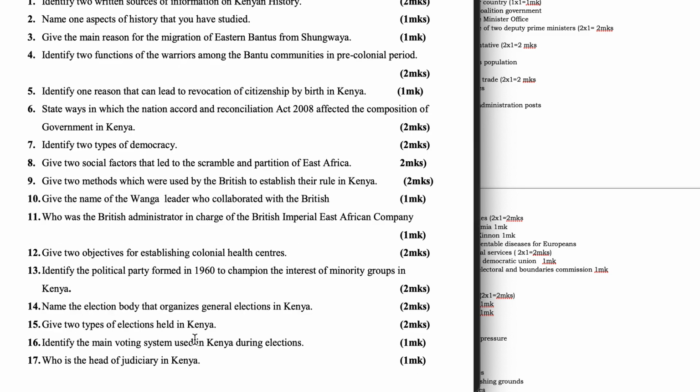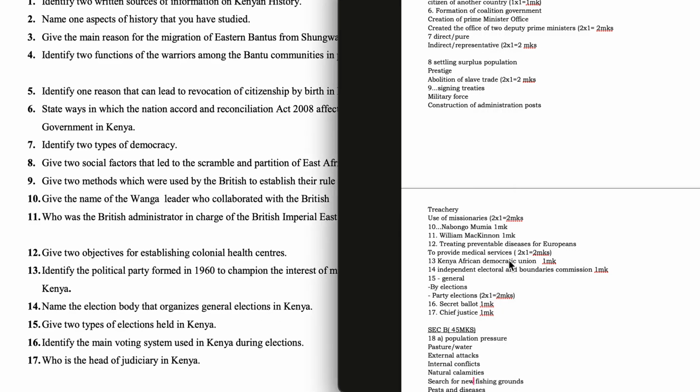Question 14. Name the election body that organizes general elections in Kenya. This is very simple. Independent Electoral and Boundaries Commission, IEBC. Give 2 types of elections held in Kenya. We have the general elections, by-elections, party elections. Question 16, identify the main voting system used in Kenya during elections. We have secret ballot. Who is the head of judiciary in Kenya? Chief Justice.